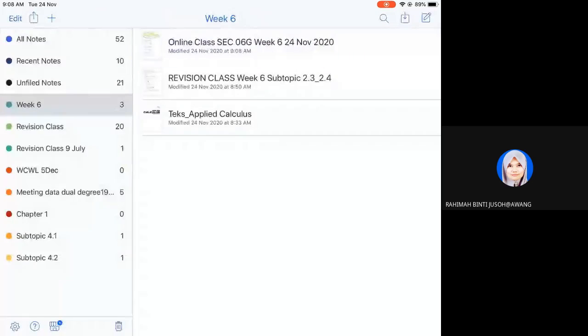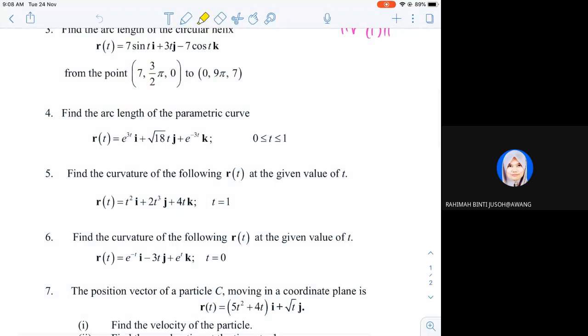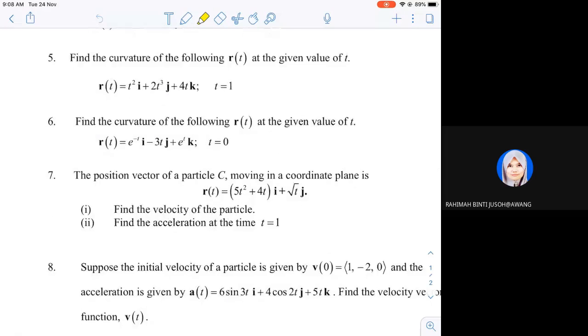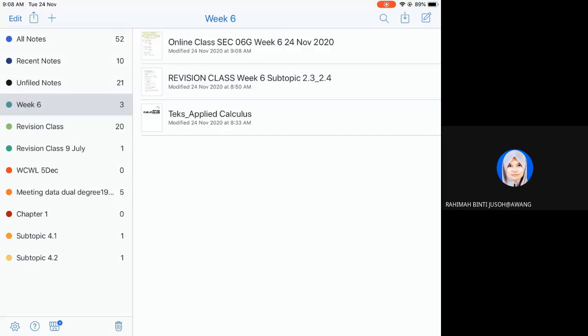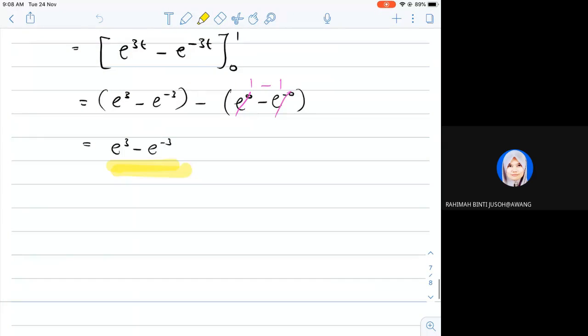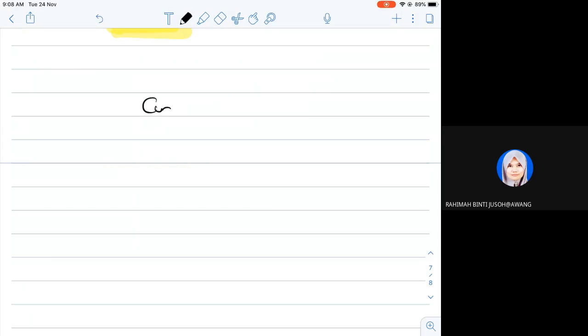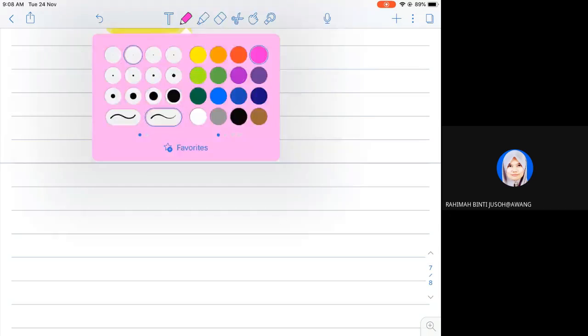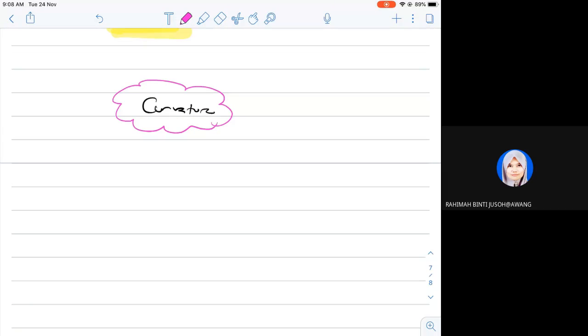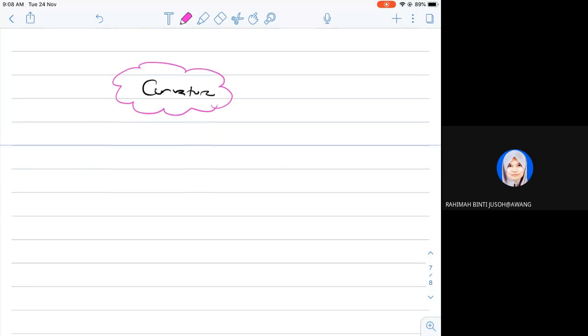So next, what else? Curvature. Let me explain to you about the concept of curvature first. What is curve, guys? Lengkung. Curvature jadi kelengkungan. Okay, saya awak jawab kelengkungan. So the meaning, the concept of curvature is how bend is your curve.